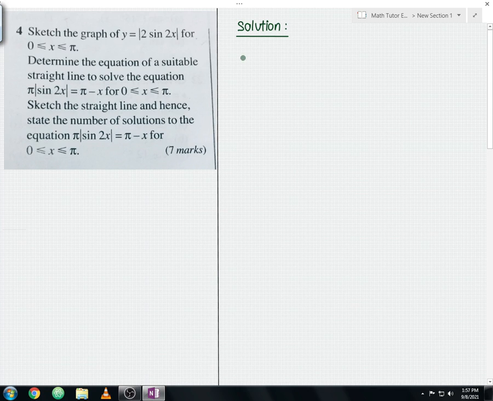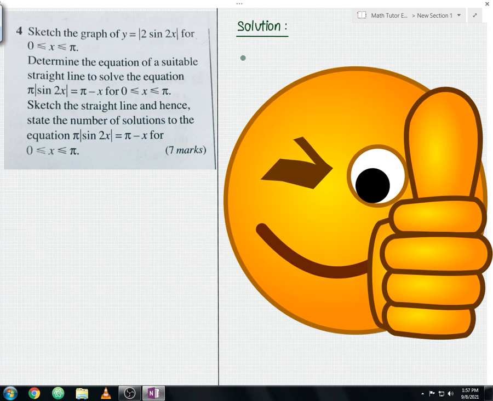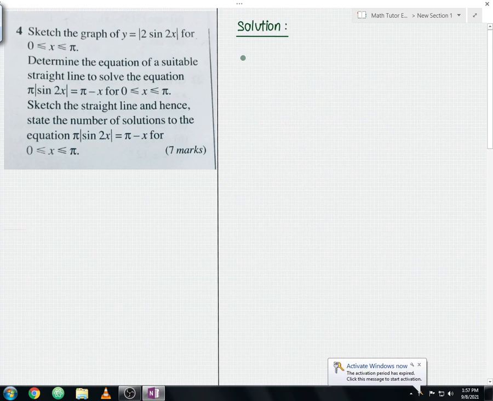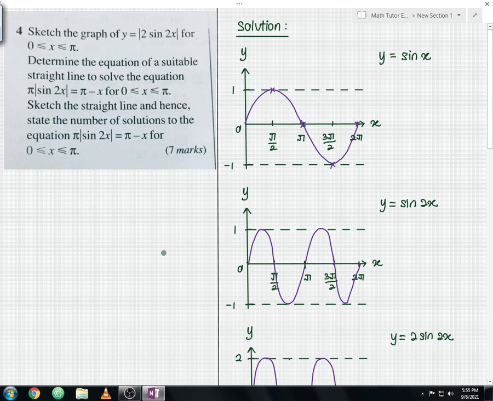So I hope that you will attempt this question in the future. If you could manage to solve this question, a big thumbs up to you guys. But if you can't solve this question, no worries. I'm going to show you the step-by-step working and the solution. So without further delay, let us start to solve the question. Let us begin our discussion.